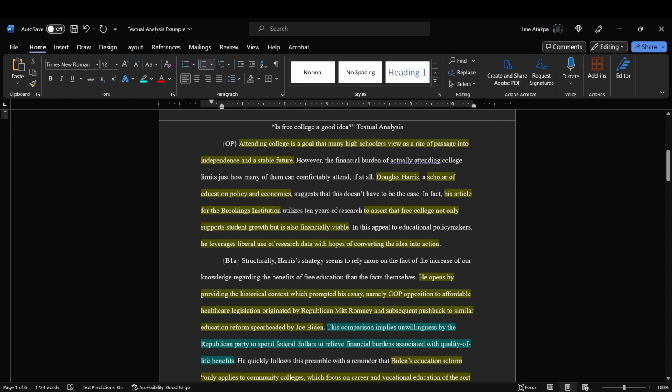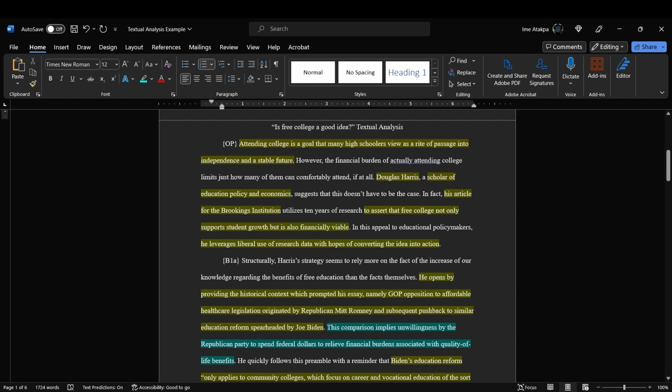Also, next highlighted here, Douglas Harris. I've identified the author, scholar of education policy and economics. I've presented the ethos. His article for the Brookings Institution. I've mentioned that it is an article, so we understand what the genre is. For the Brookings Institution, we now know who the publisher is. Utilizes 10 years of research to assert that free college not only supports student growth, but is also financially viable.